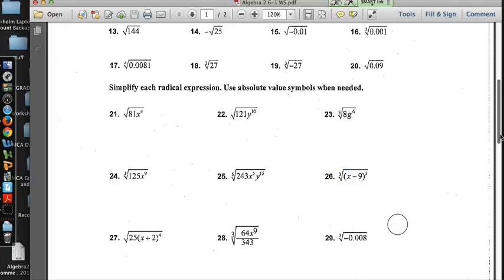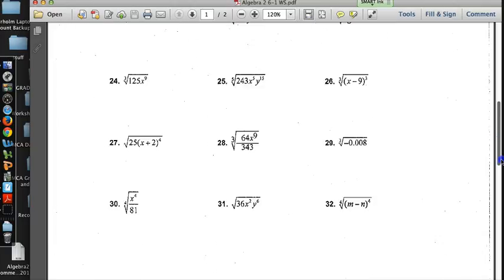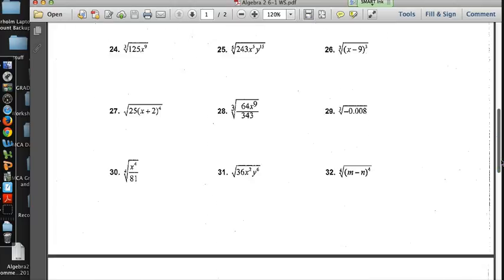Now, we scroll down to number 27. In number 27, I do see some multiplication here, so I can break apart the square root of 25 and the square root of x plus 2 to the 4th. What I cannot do is separate that x from the fact that it's supposed to have 2 added to it. Remember, we can break apart multiplication, but not addition or subtraction.